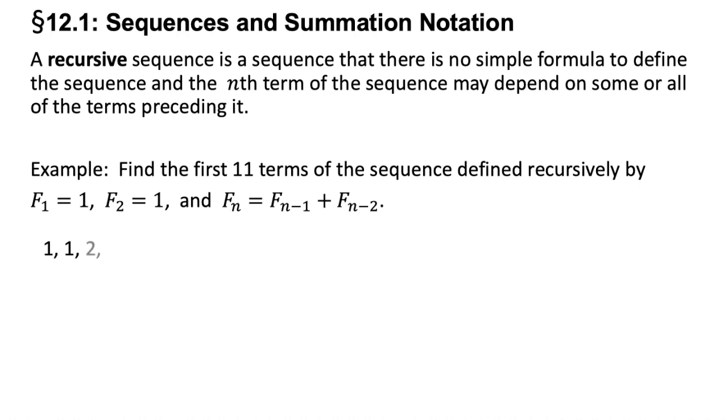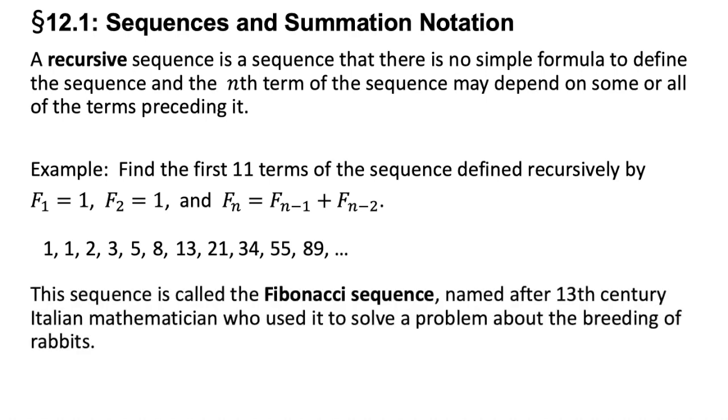So the next term is 2, and the next is 3, and then 5, 8, 13, 21, 34, 55, and 89. The sequence is called the Fibonacci sequence, named after a 13th century Italian mathematician who used it to solve a problem about the breeding of rabbits.